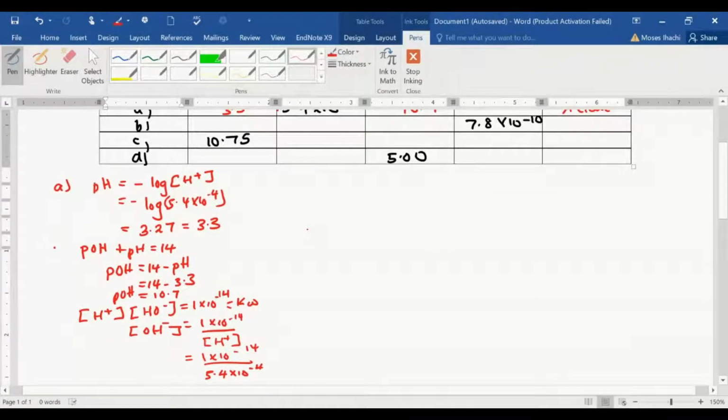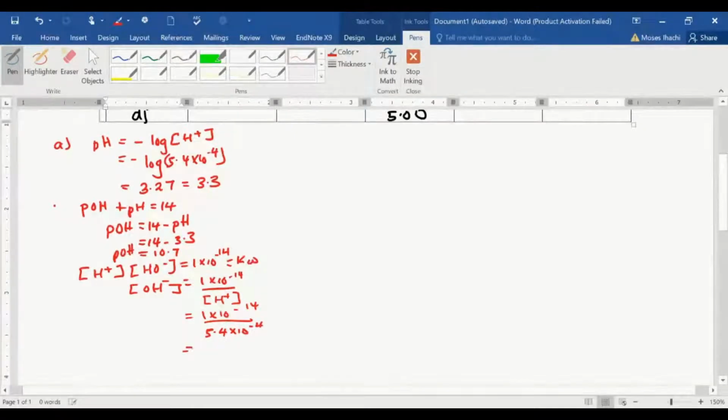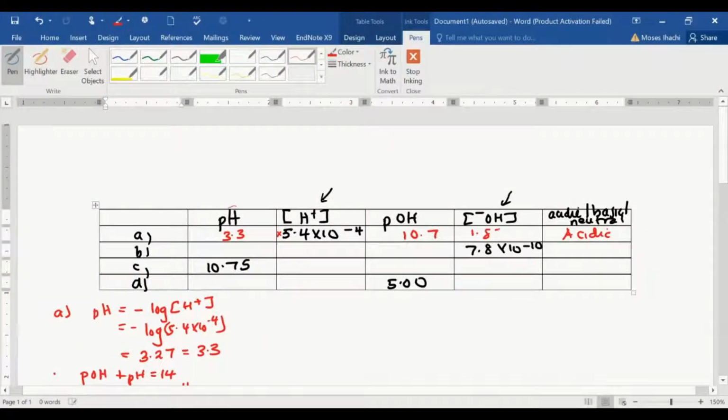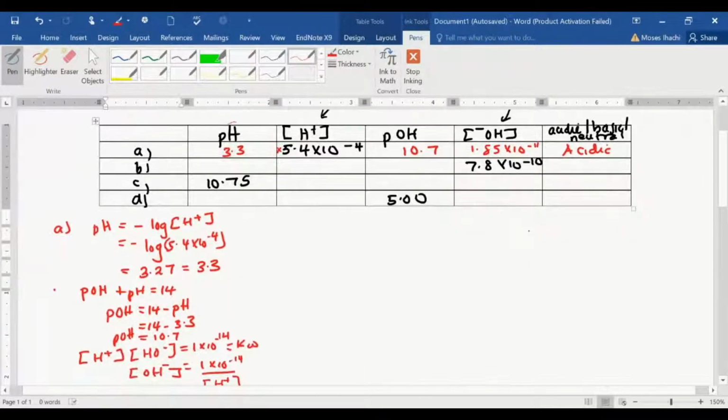So OH minus is going to be equal to 1 exponent minus 14 divided by 5.4 exponent minus 4. So I'm getting the concentration of the base to be 1.85 times 10 to the power negative 11. So here it's 1.85 times 10 to the power negative 11. Okay. Now let's go to part B.